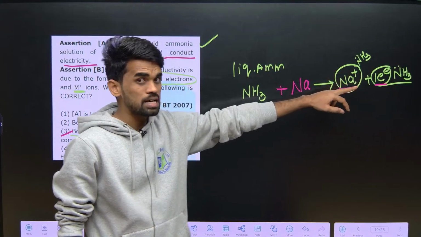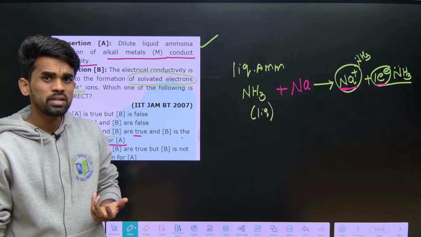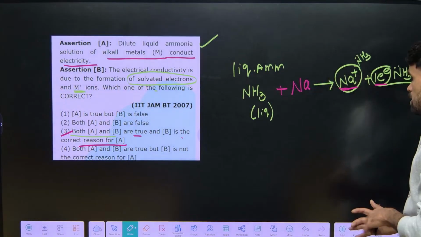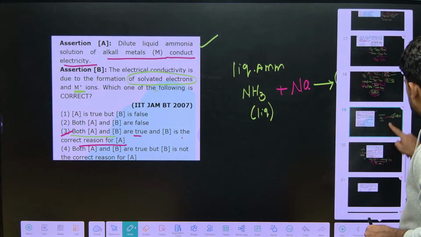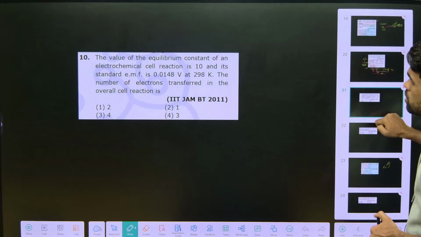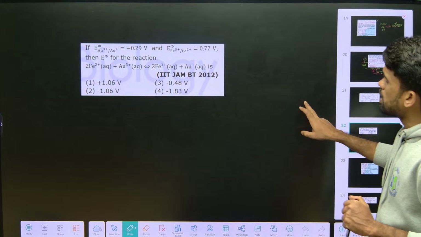So both of them are charges, and they definitely make conduction possible. They are conductors here; they conduct electricity. Right. And after this, you need to know about the Nernst equation.